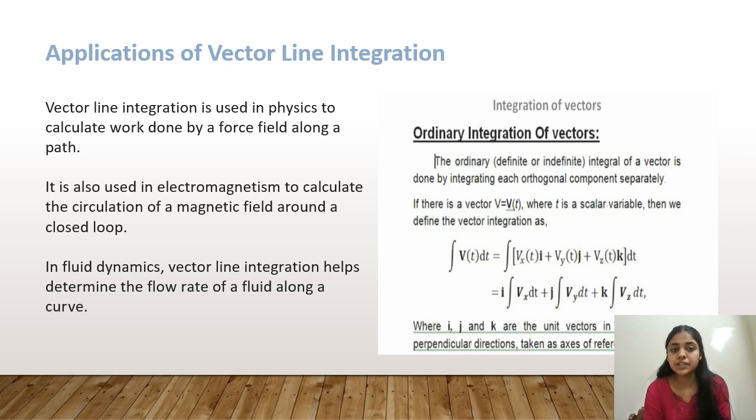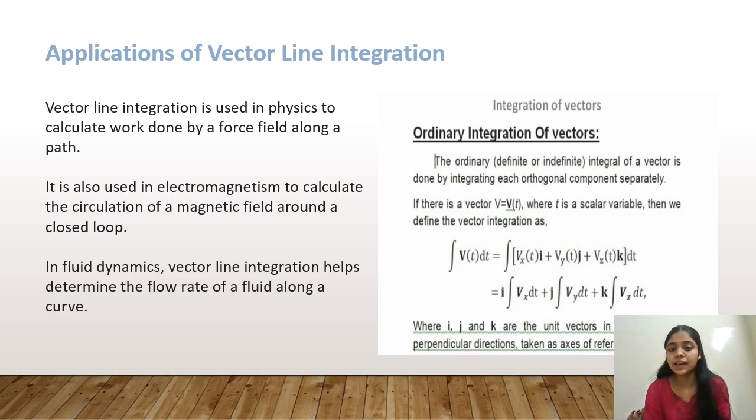Next, applications of vector line integration. Vector line integration is used in physics to calculate work done by a force field along a path. It is also used in electromagnetism to calculate the circulation of a magnetic field around a closed loop. In fluid dynamics, vector line integration helps to determine the flow of fluid along a curve.